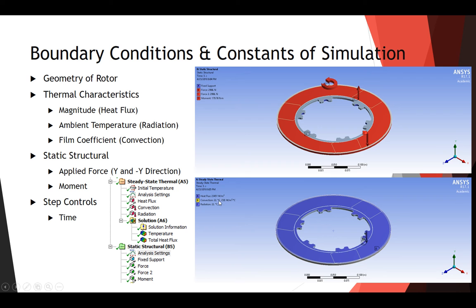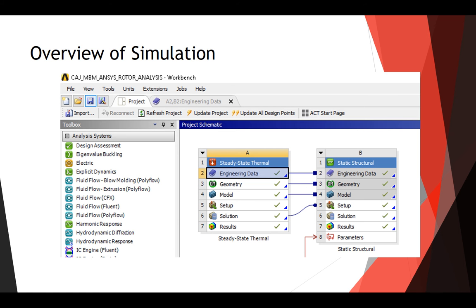Now looking at steady state thermal, there's heat flux, convection, and radiation, and that was all applied to the model as well. And this is just a general overview of the model tree within Workbench.